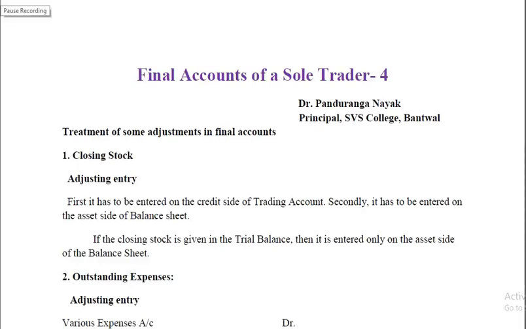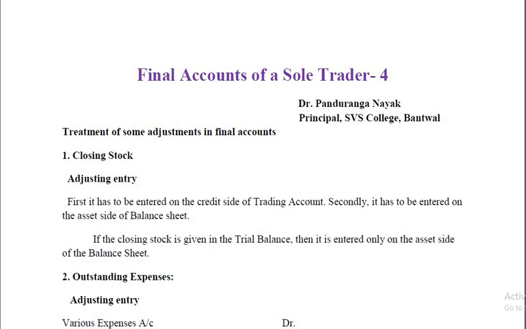Dear students, in this video, you are going to learn the treatment of adjustments in the final accounts. What are adjustments? At the end of the accounting period, there might be certain expenses which are incurred but not paid. Similarly, there might be some expenses paid but not accrued. In other words, you have paid in advance.